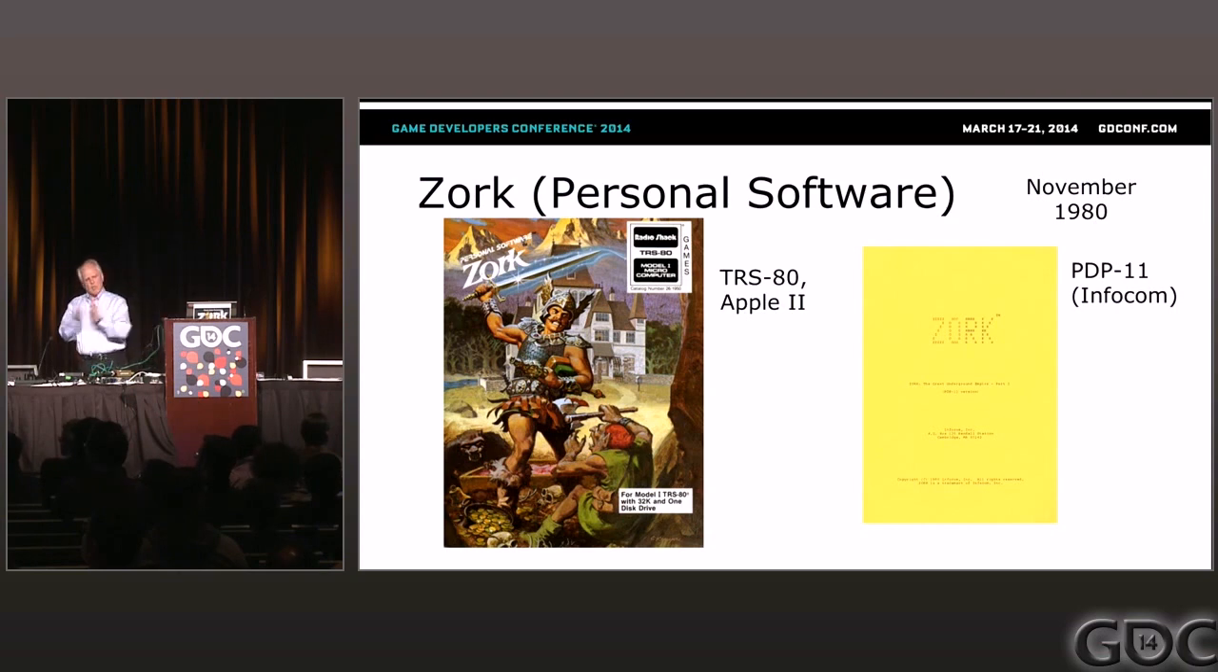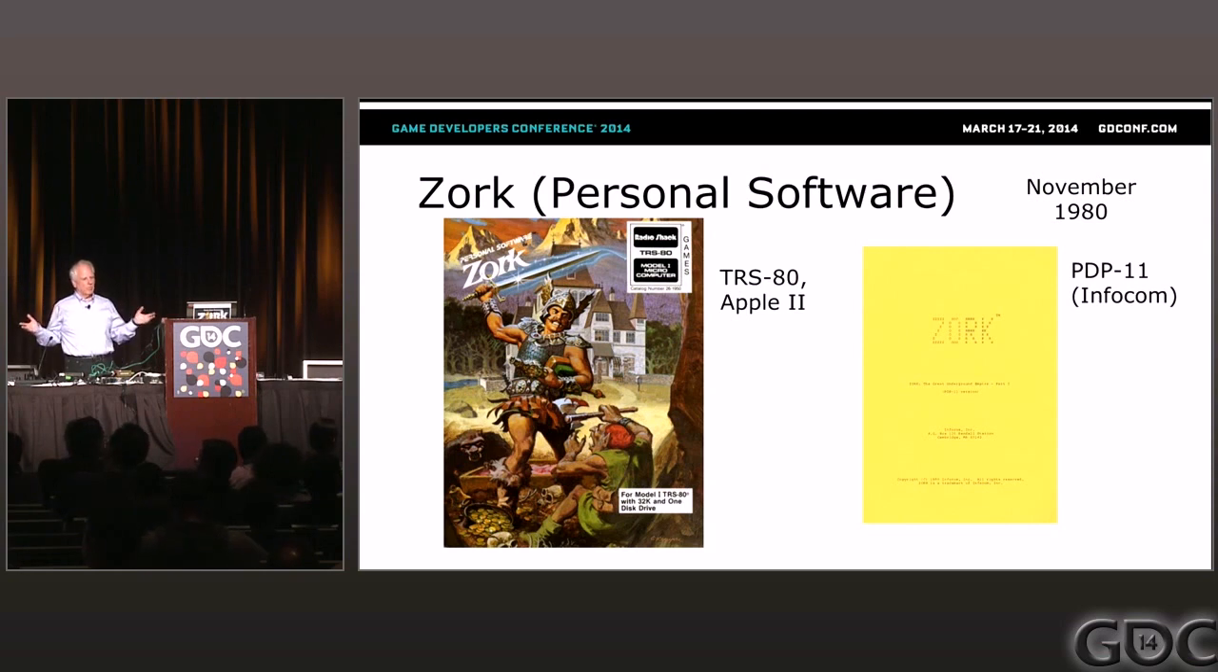So we said, we want to publish this. Well, we don't want to publish it ourselves. That's terrible. That would be no fun at all. We did publish the PDP-11 version, which I think sold 20 copies, 30 copies, I don't know, some small number. Not many had PDP-11s, as Mark said.